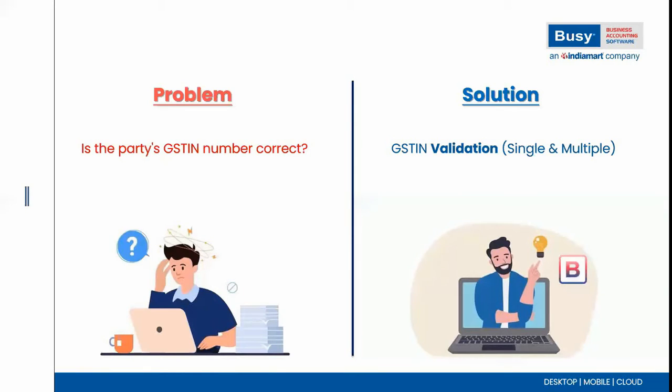Another thing is multiple GSTN number validation. Through this utility, in a single click, you can validate the entire GSTN number data. For example, if you have 1000 customers in your database, the entire 1000 customer GSTN numbers are going to be validated by the software. This is another key point of the GST side. So let me show you practically how the thing will work.